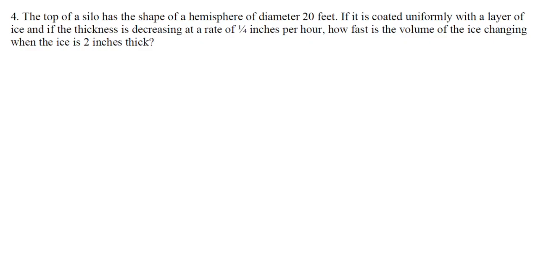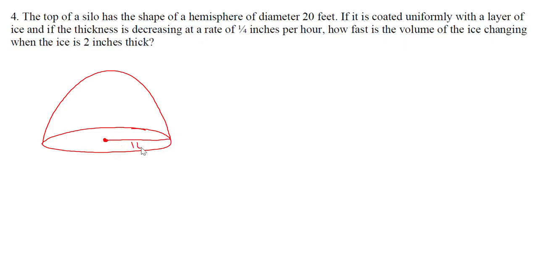For our next one here, we've got the top of a silo, which is a hemisphere, has a diameter of 20 feet. So I'm gonna sketch that out. So here's my hemisphere. I'm gonna do this. I guess we'll do it in red. That's fine. So here's my hemisphere. It's got a diameter of 20 feet, right? Which means that the radius here is 10 feet.